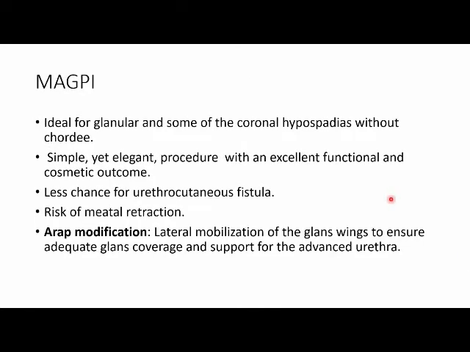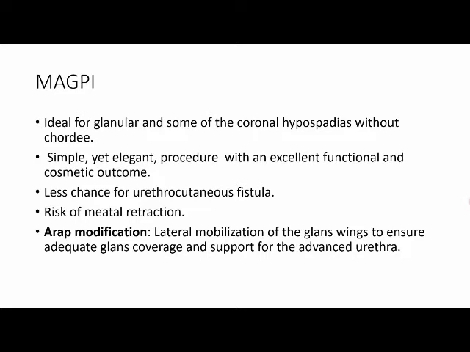Now we will discuss individual procedures. First, we will discuss MAGPI, that is meatal advancement glansplasty incorporated. MAGPI is a technique which is ideal for glandular and some of the coronal hypospadias without chordee. So this is an important concept: chordee shouldn't be there, otherwise the procedure will fail. It is not feasible if chordee is there.